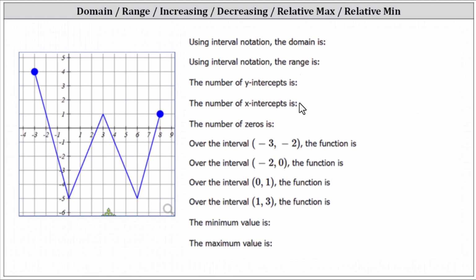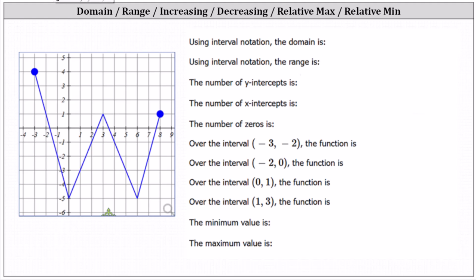Given the graph on the left, we want to determine all the key characteristics of the function shown here on the right. We first want to determine the domain and range using interval notation. Recall the domain is a set of all possible inputs or x values. To determine the domain, we analyze the graph from left to right or along the x-axis.